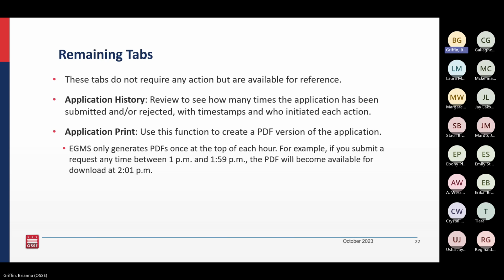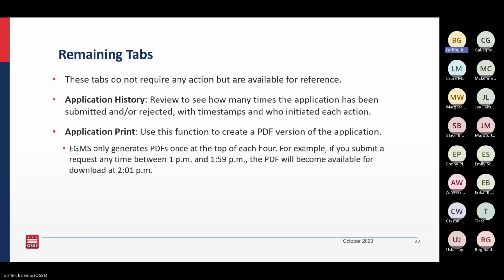And again, the remaining tabs on the main application section don't require any action, but are available for reference. So the application history tab, you can review to see how many times the application has been submitted or rejected, with timestamps and who initiated each action. So that's where you can follow along with the application as it goes through the evaluation process. And then the application print tab can be used to create a PDF version of the application, either before or after your information is submitted.